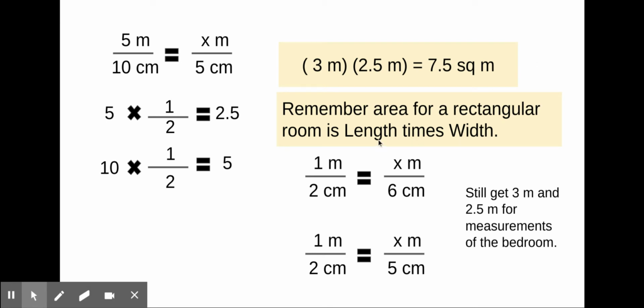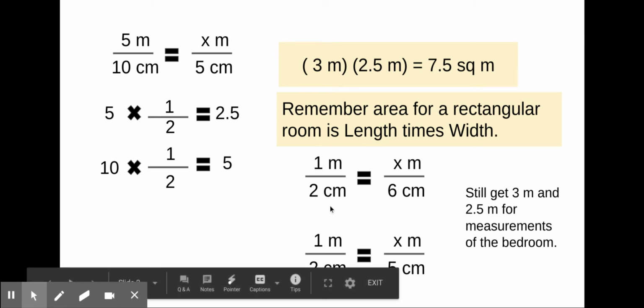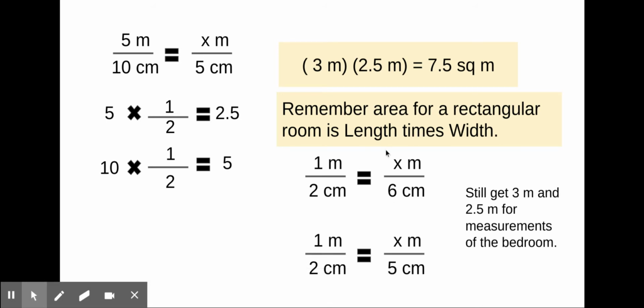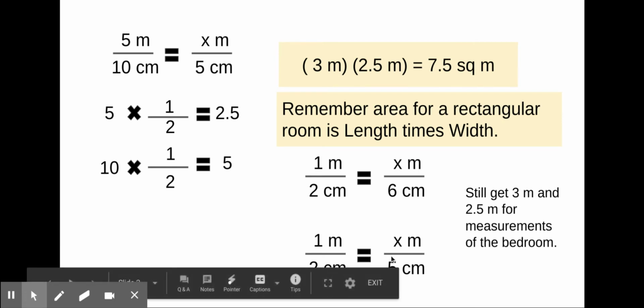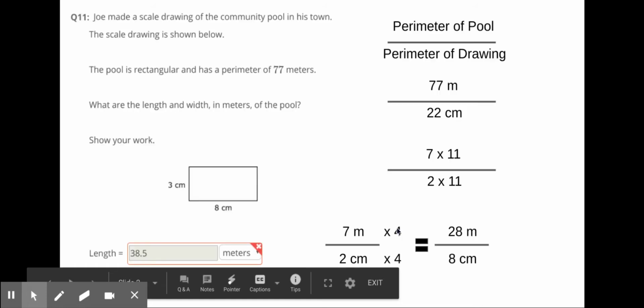Now down here, 5 meters to 10 centimeters is the same thing as saying 1 meter equals 2 centimeters. That would be an easier way to get to our answer, because 2 times 3 is 6, 1 times 3 is 3, 2 times 2.5 is 5, 1 times 2.5 is 2.5. And so that would have been an easier way to get to your answer. All right, moving on to the next one here.